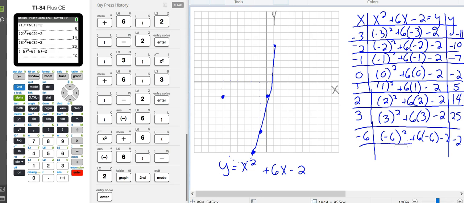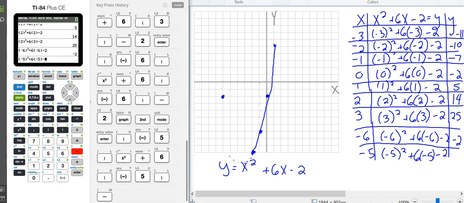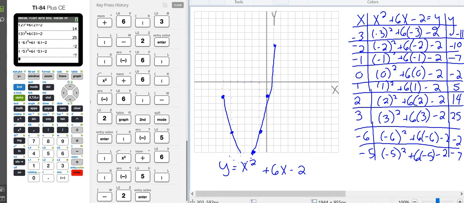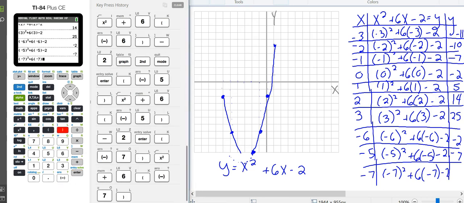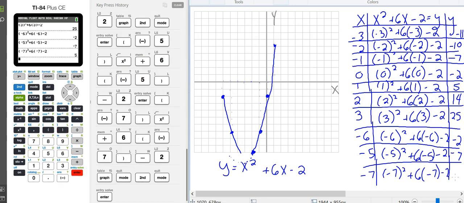Let's try -5: (-5)² + 6 times -5 - 2. Enter. That's -7. So let's graph that. Now we can sort of start to connect our points. Our vertex will be off of this graph. Let's just see what -7 would be, so we can continue it going up. We have (-7, 5). So let's graph that and connect it. Our parabola would look something like this, and of course it would keep on going forever.